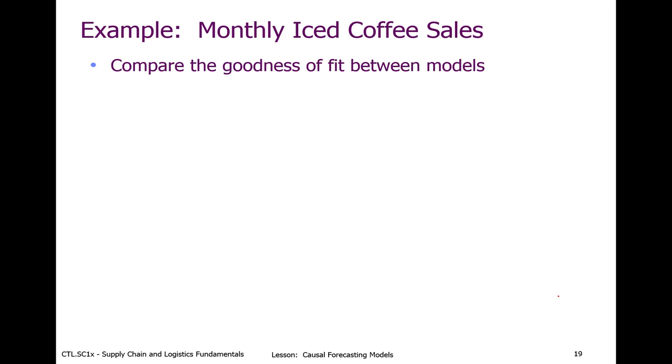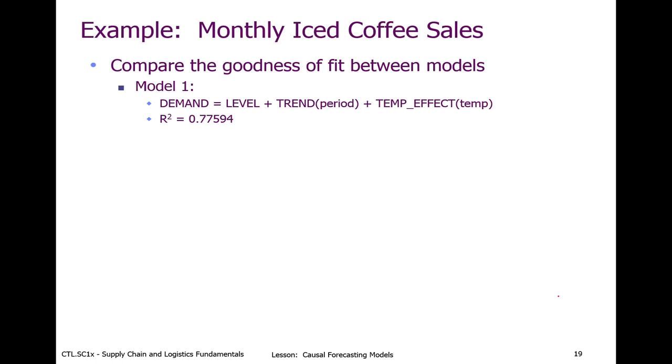Let's compare the goodness of fit, the r-squared, between the two models. At 2 decimal places, they were very similar. But let me expand out to 5 decimal places. So for Model 1, where I had the level, the trend, and the temperature effect, my r-squared was 0.77594. For Model 2, where I just had the level and the trend, it was 0.77584. Slightly worse. I mean, tiny worse, but still a little bit worse.